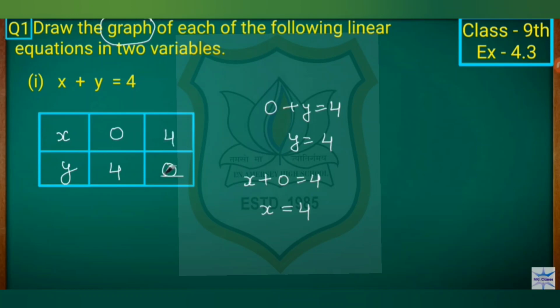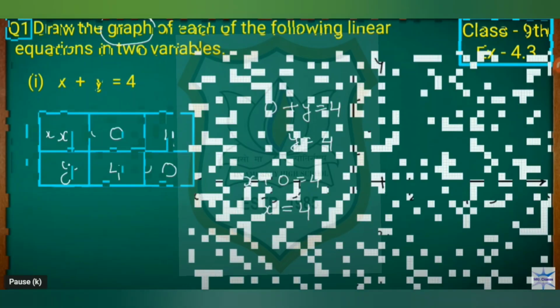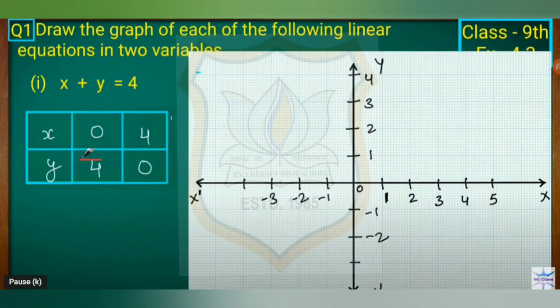I have put in the box x equals 0, then we get y equals 4. If I put y equals 0, I get x equals 4. In the same way I have to plot a graph.